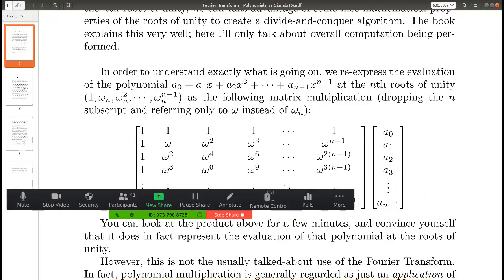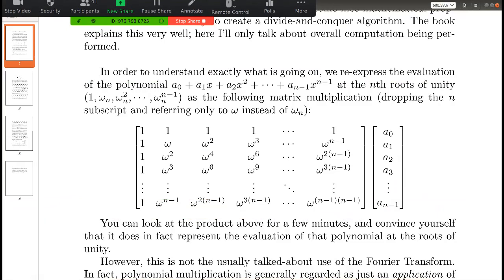So while I try to figure out how to stop sharing, look at fall 2019 midterm 1 and look at, I believe, question 5.